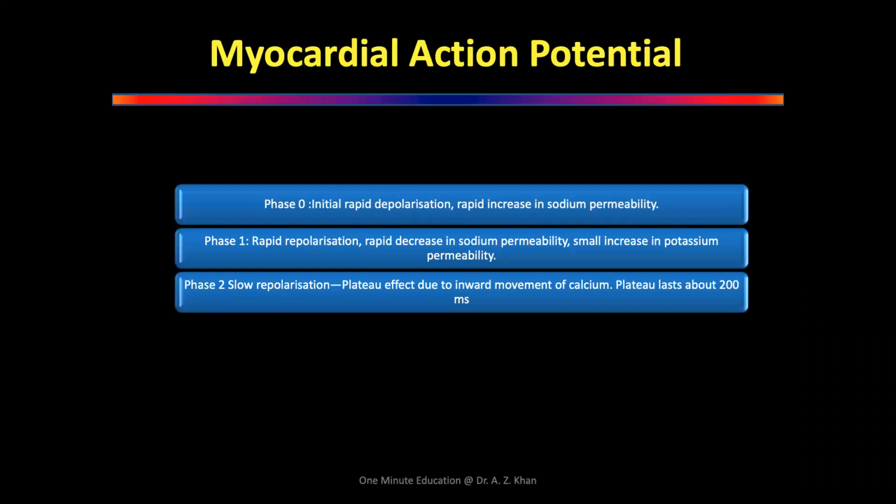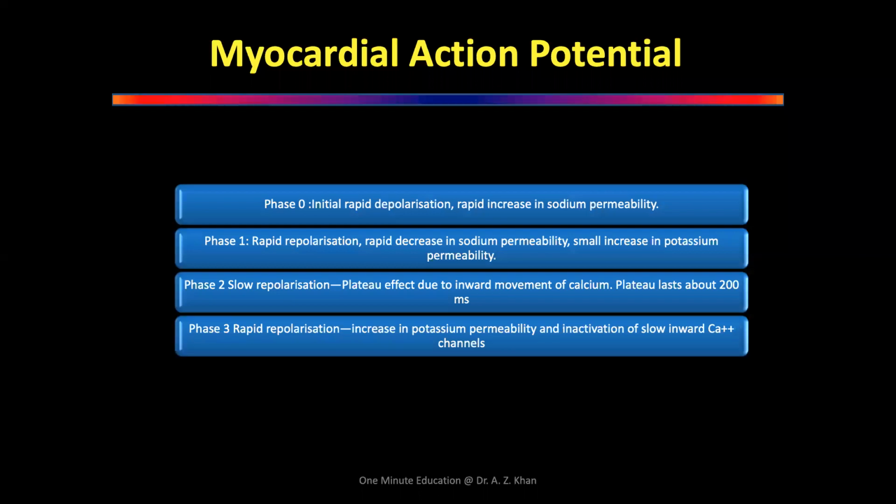Phase 2 is called a slow repolarization, where there's a plateau effect due to inward movement of calcium. So in a skeletal muscle, there was sodium and potassium. In a cardiac muscle, there's an effect of calcium. This is important to remember. The slow repolarization phase is caused by the calcium, which causes the plateau. The plateau lasts for about 200 milliseconds, which is a long time in an action potential.